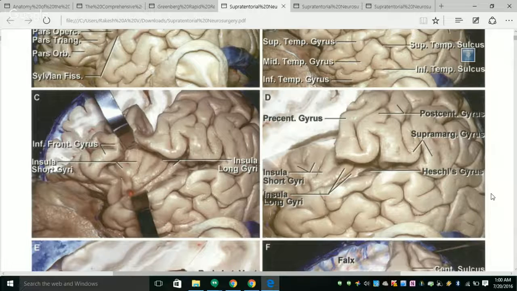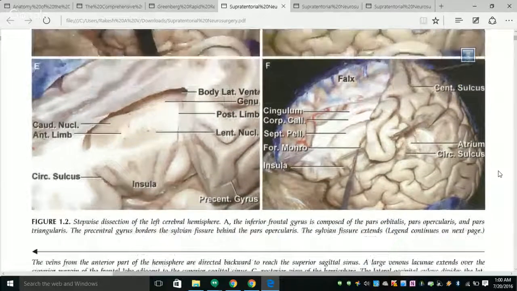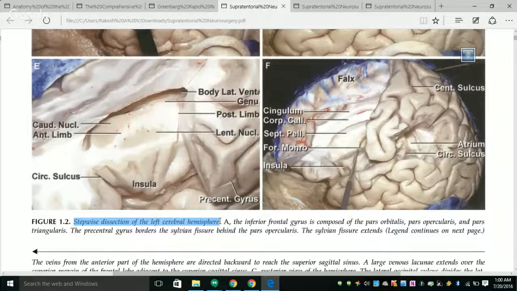Now we will continue to figure E. So this is just as Professor Rhoton stated, a stepwise dissection. Every layer here is examined, and every layer is covered in depth, as we can see. So we're just finding our way through this part of the hemisphere. In figure E, anterior superior view of the central core of the hemisphere located deep to the insula.